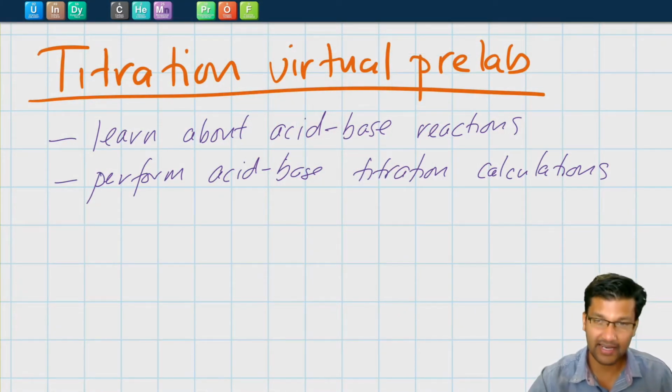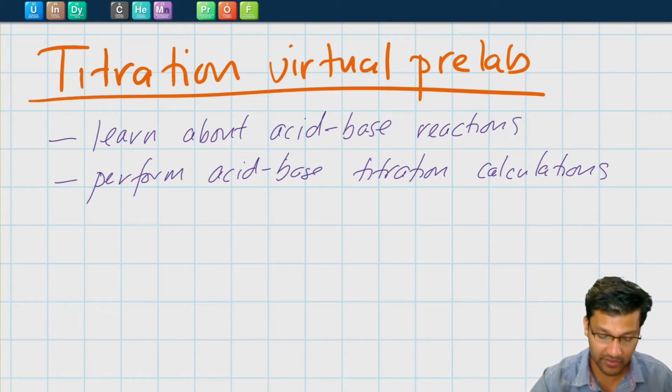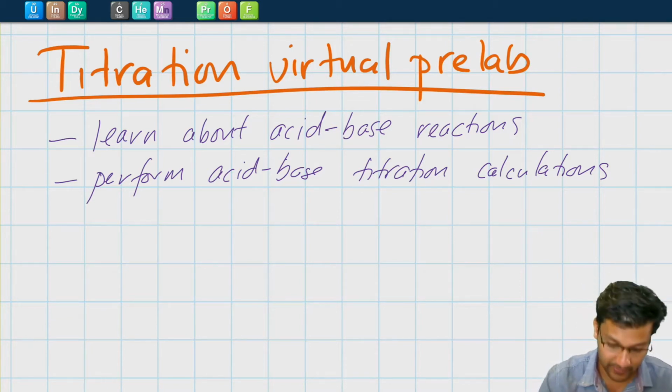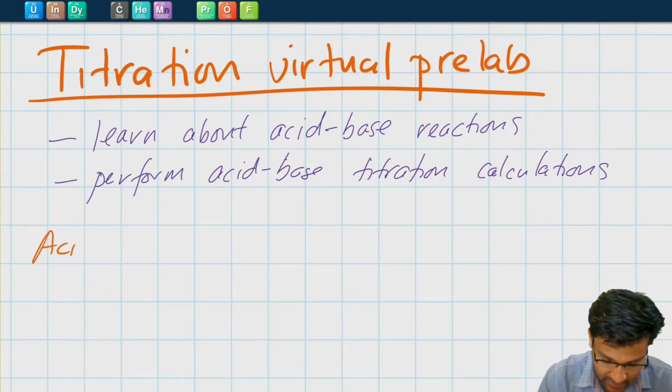This week we'll be looking at acid-base titrations, and so by the end of this video you should learn about what acid-base reactions are, what acid-base titration is, and how to perform those relevant calculations. Let's get into it. First, let's look at what we mean by acid-base reactions.